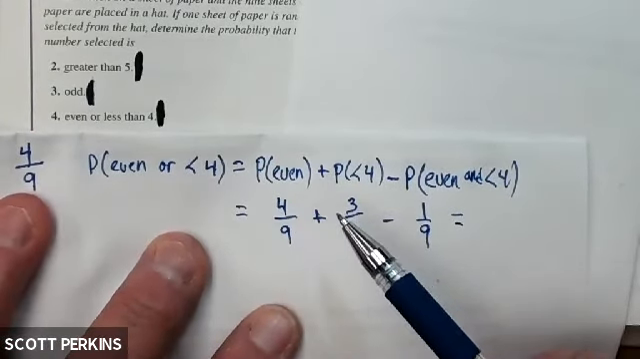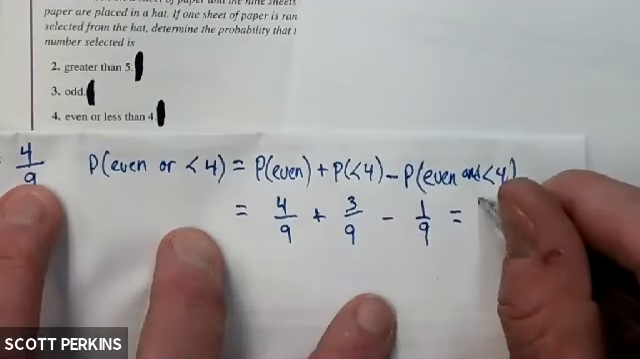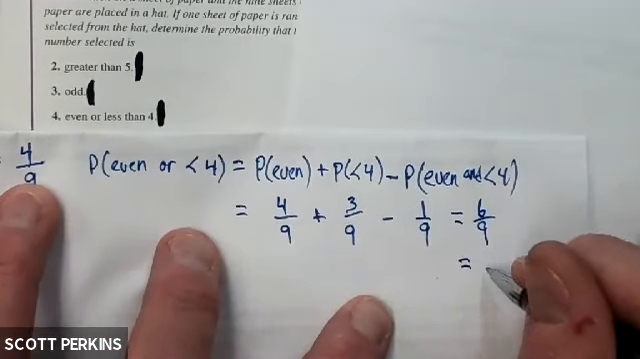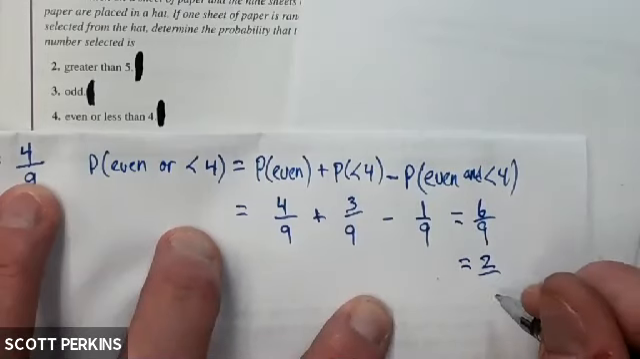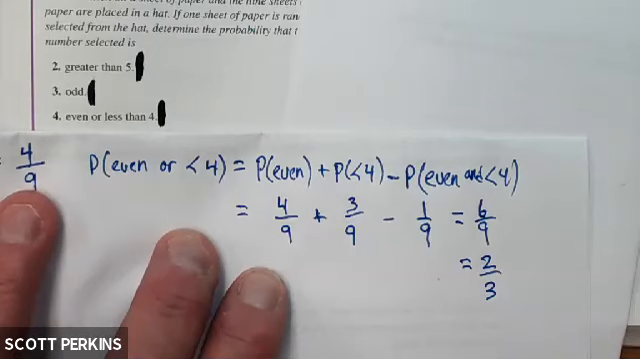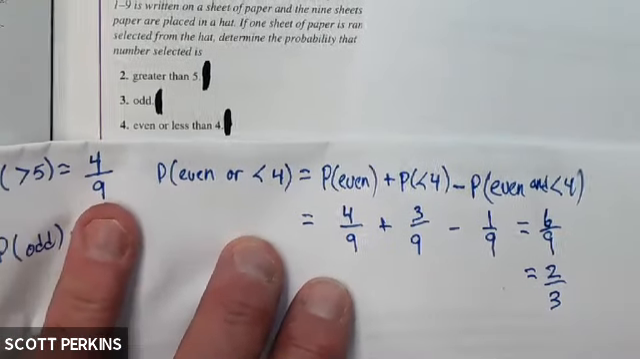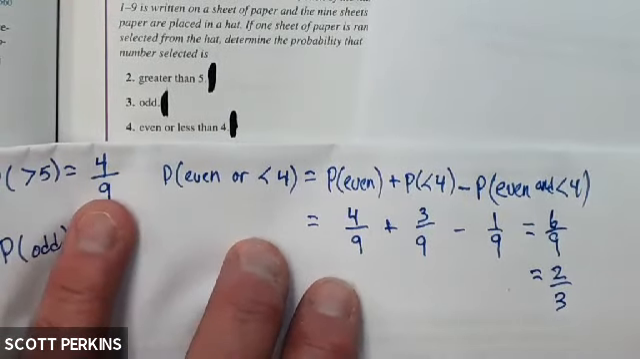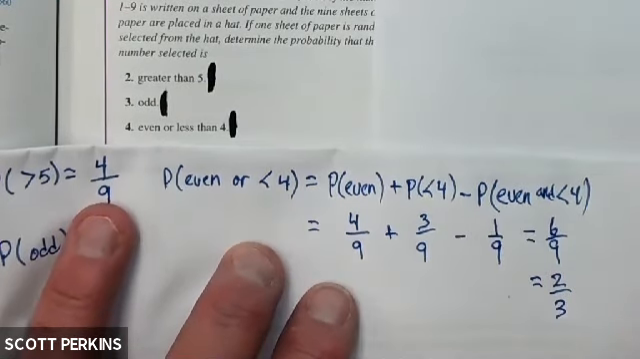4 plus 3 is 7, minus 1 is 6 out of 9, and I'm going to reduce that: 3 goes into 6 twice, 3 goes into 9 3 times. So that's probably the first more difficult problem we've done. Anybody got a question about that OR problem? Anything I need to elaborate on, because I did not do a good job with it.